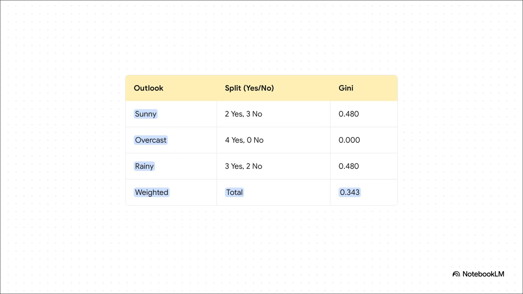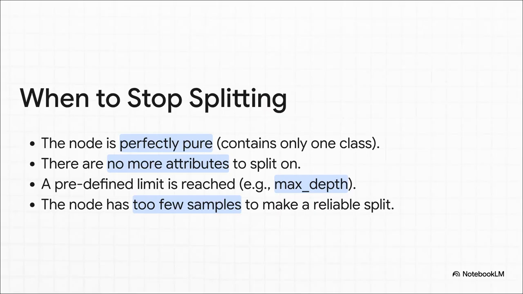The algorithm does this math for all the other features too, and it finds that splitting on outlook gives the biggest bang for its buck, the biggest drop in impurity. So that becomes the very first question, the root of our tree. Now, this process of splitting doesn't just go on forever. A branch stops growing when it hits one of these conditions.